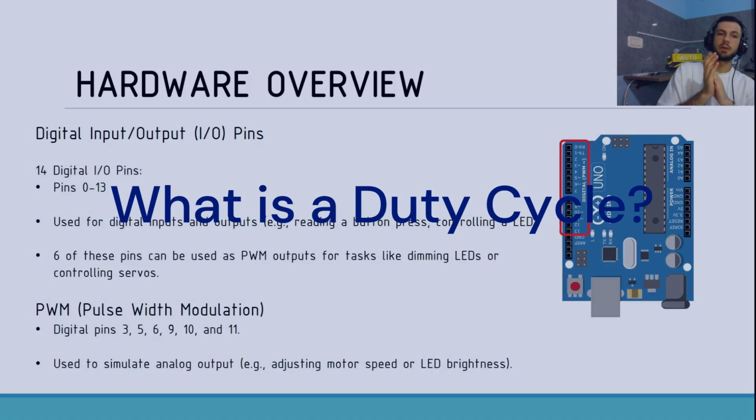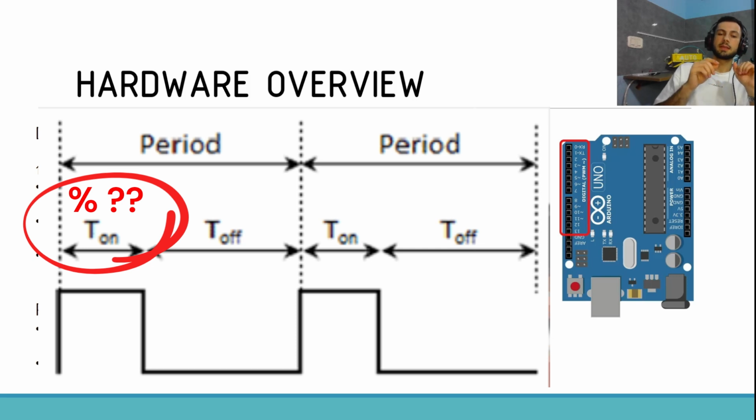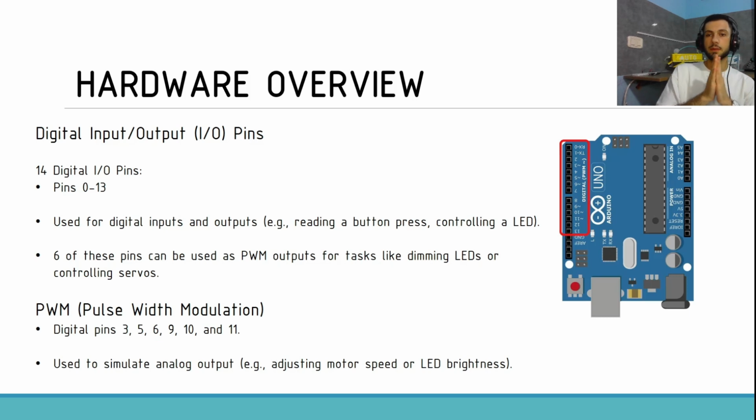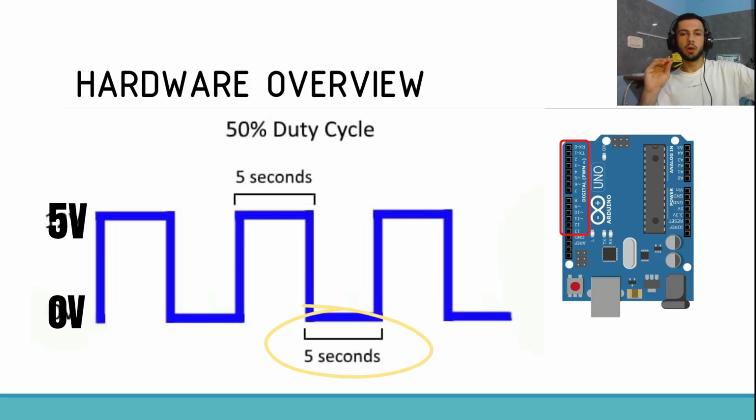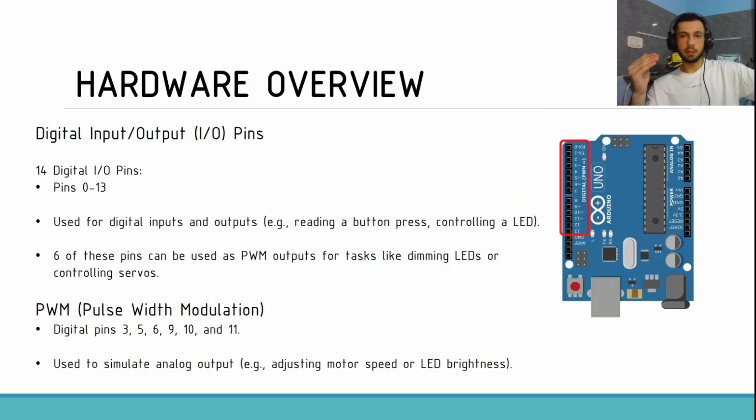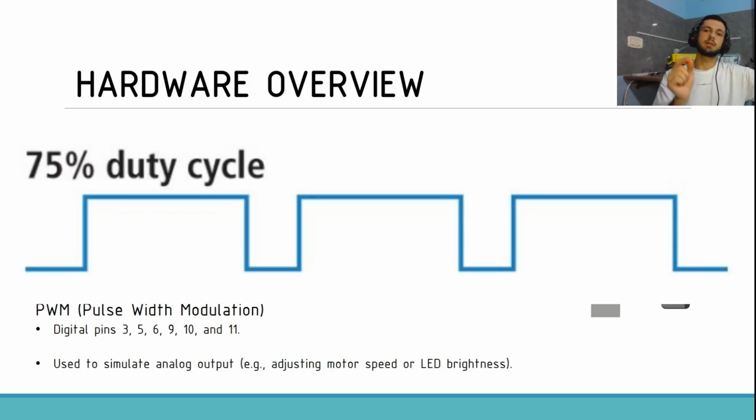So you ask yourself, what is a duty cycle? It is the percentage of time the signal is on during one cycle. For example, a 50% duty cycle means the signal is on half the time and off half the time. The higher the duty cycle, the more power is delivered. For a 75% duty cycle, the signal is on 75% of the time and off 25%.